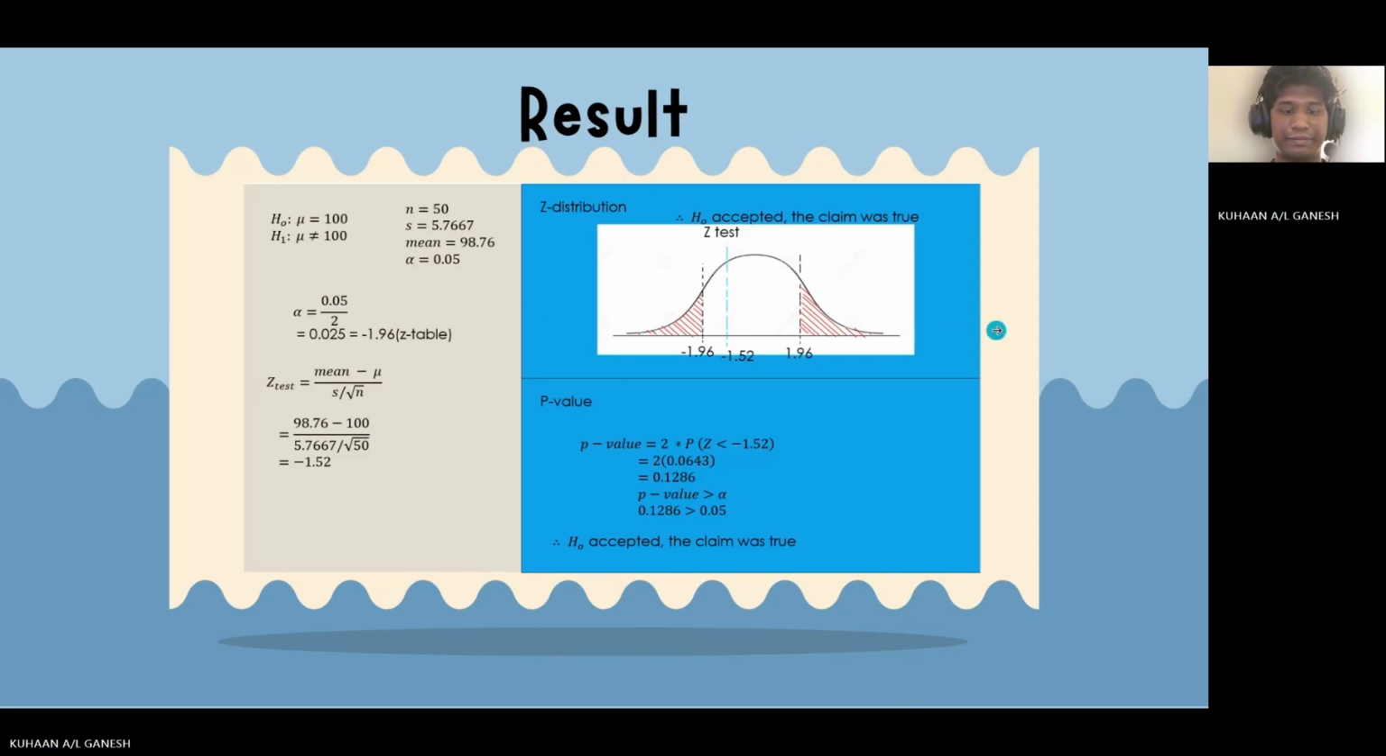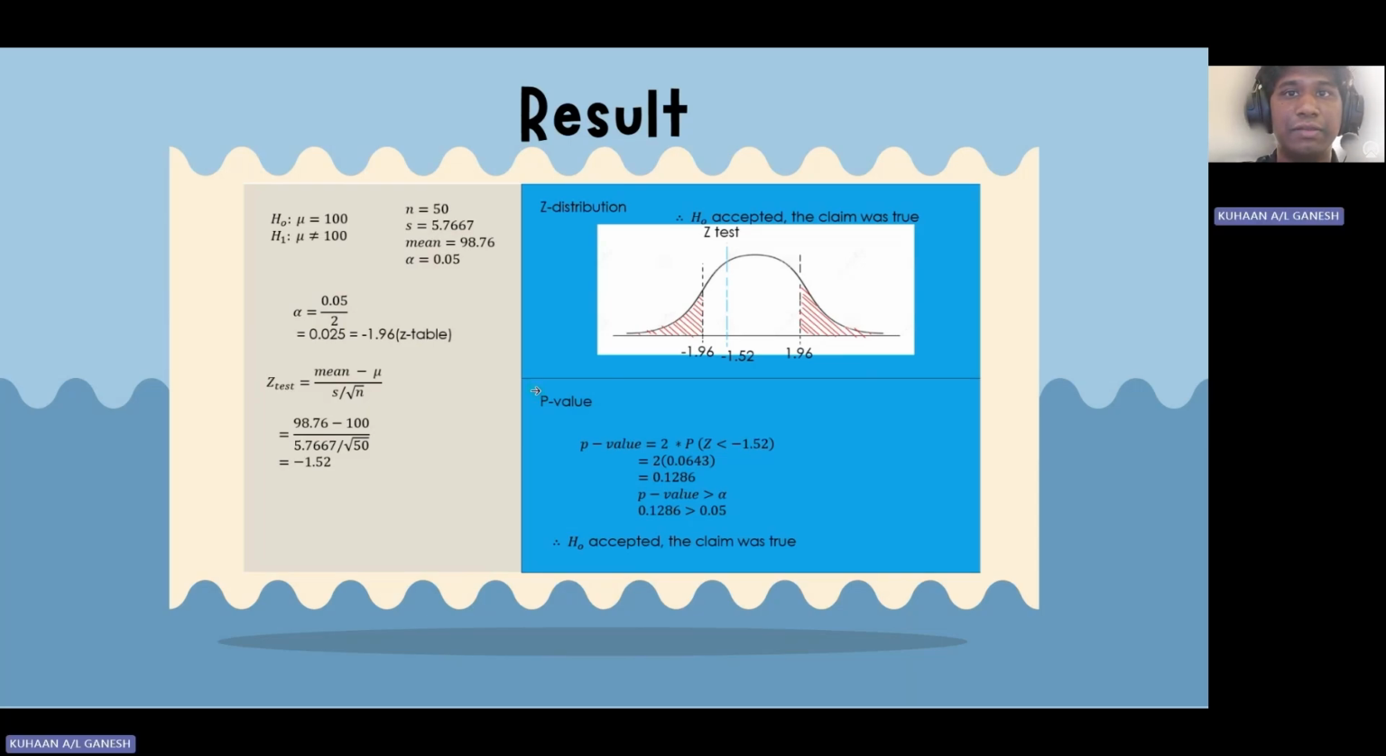For the p-value, we need to multiply by 2 the probability of Z less than negative 1.52, which gives us 0.0643. We can get the 0.0643 value from the Z table. As for why we multiply by 2, earlier in the question we divided the alpha by 2 because our distribution is a two-tailed distribution. So in order to get the p-value, we must multiply by 2.